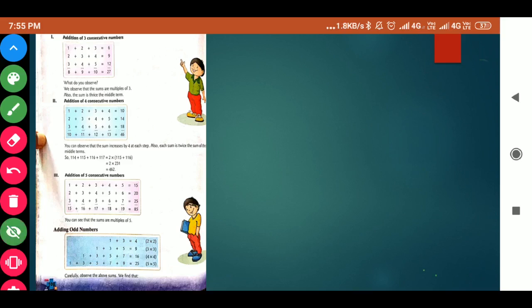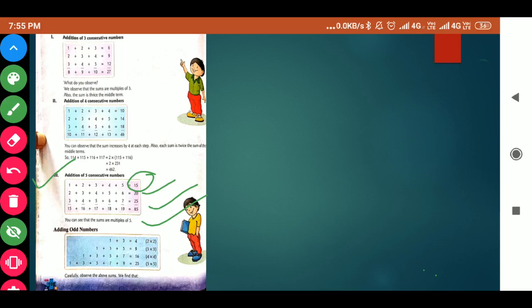Now the next one is addition of 5 consecutive numbers. Starting from 1, the 5 consecutive numbers are 1, 2, 3, 4 and 5, and the sum is 15. Then starting from 2, the next consecutive numbers are 3, 4, 5 and 6, and the answer is 20. Then start from 3, 4, 5, 6 and 7, and the answer is 25. And similarly you can see 15, 16, 17, 18 and 19, the answer is 85.